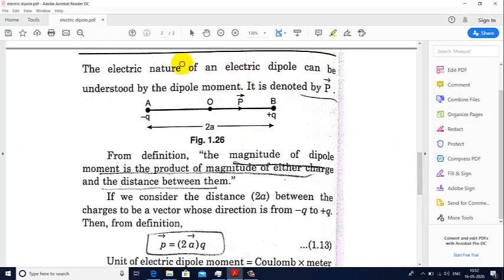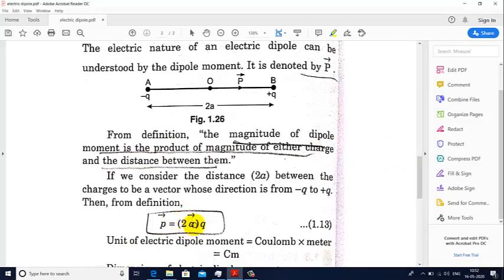The nature of this electric dipole can be described by a term which is known as dipole moment, and it is denoted by P. This dipole moment basically describes the strength of a particular electric dipole. The formula for dipole moment P is the distance between both the charges times the amount of charge. The distance between both the charges is 2a, and the amount of charge is q. We don't take the negative sign here, we just take the amount of charge, so we only take q. So the formula is P equals 2aq. The direction of the electric dipole is from the negative charge to the positive charge, as shown here.